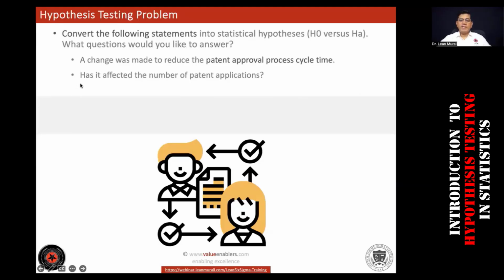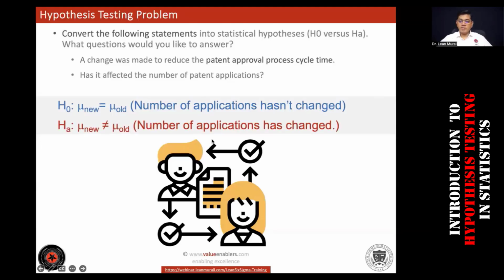A change was made to reduce the patent process approval cycle time. And now we need to see what is the null hypothesis? State the null hypothesis. Great. I'll just pause the chat for some time and reveal the answer. The first thing is the average number of applications of the new approval process and the old approval process hasn't changed, the number of applications hasn't changed, and the alternate hypothesis is the number of applications has changed.